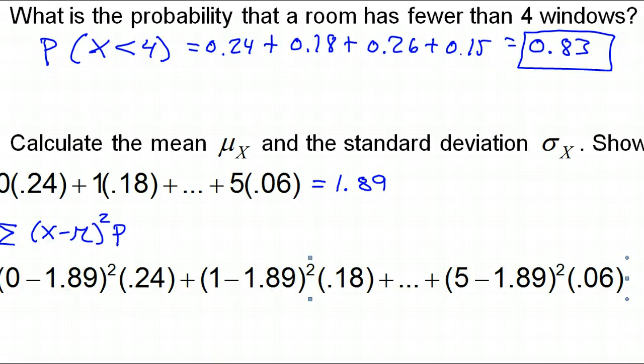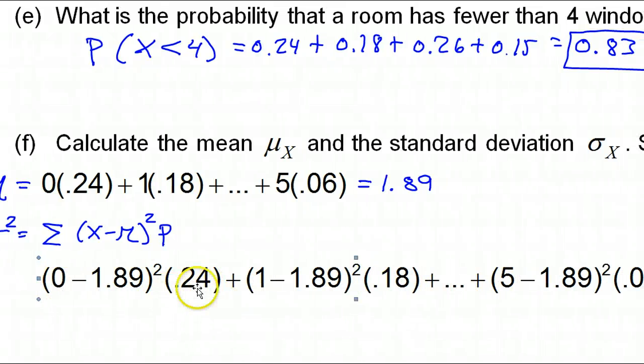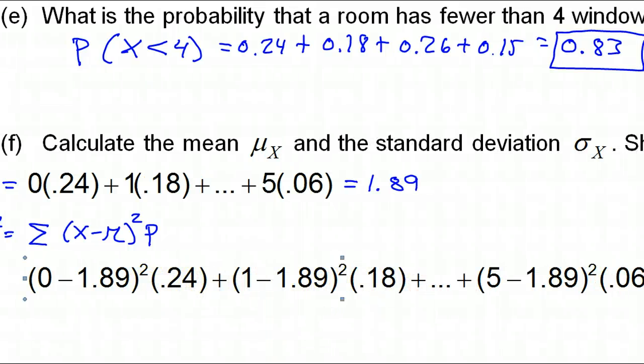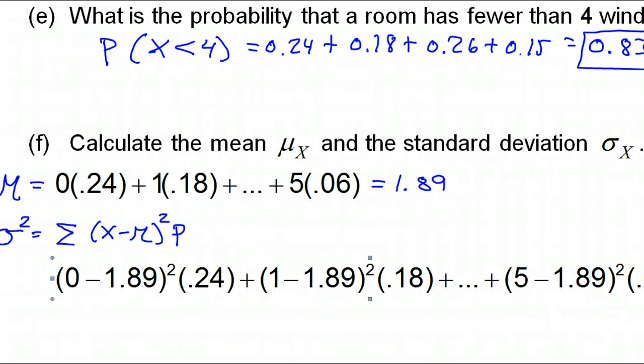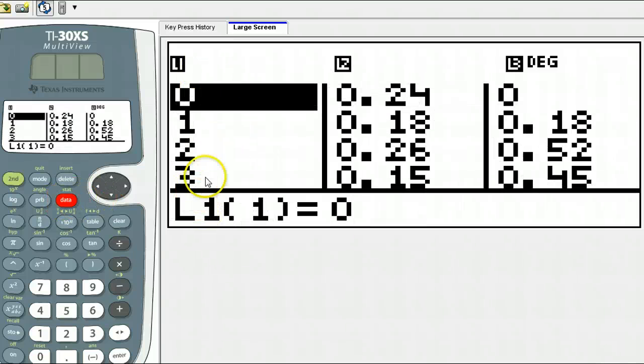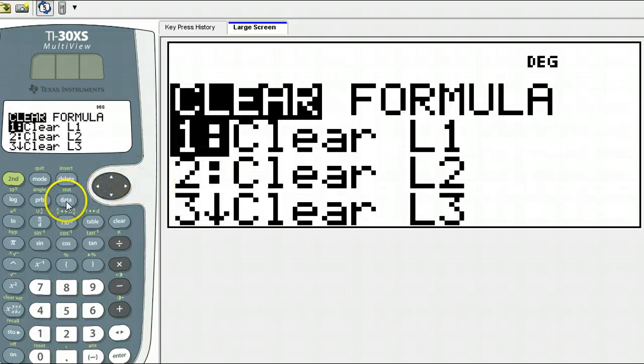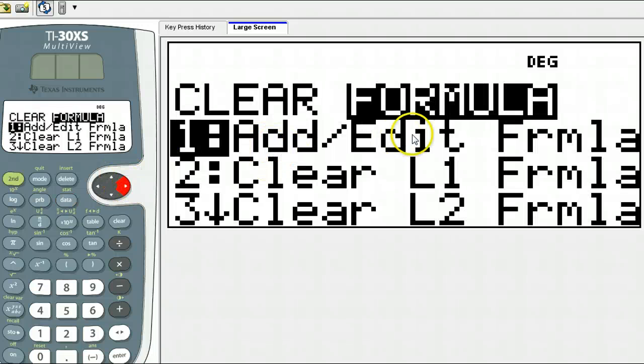Okay. So great. That is a good expression for my variance. So I could type all this into my calculator. Again, I encourage you, if you're going to type this in by hand, you're going to want to hit enter between each little term so you don't run out of space. But again, I can use my calculator to help me out. Because once again, we still want list 1 to be our x values and list 2 to be our probabilities. All we need to do is change the formula that's in list 3. So shimmy over to list 3, hit data, switch over to formula, add or edit.